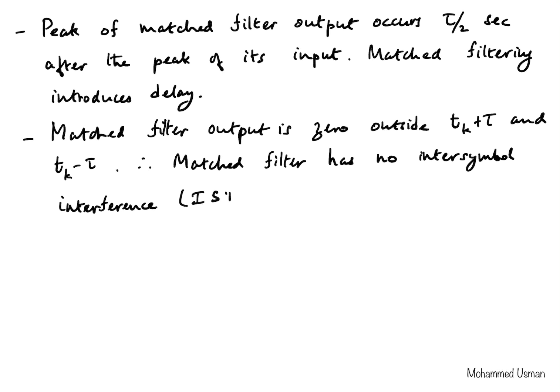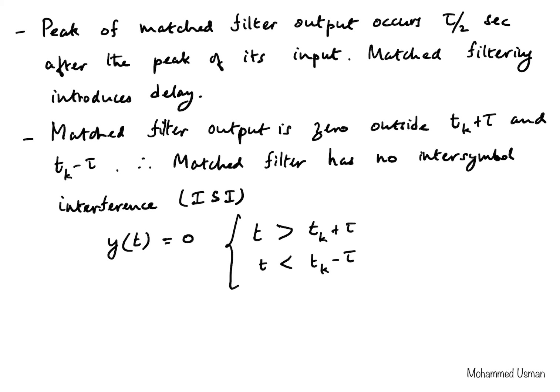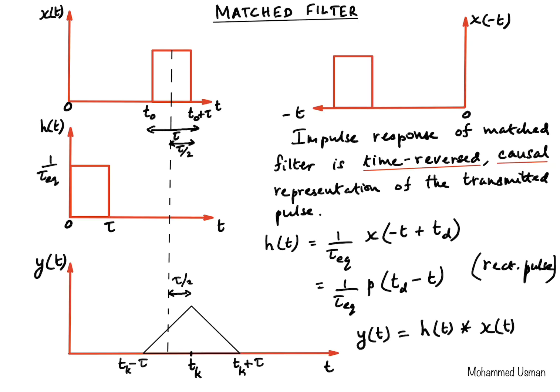Which is ISI, intersymbol interference. The acronym is ISI. That is, it is because y of t equals 0 for t greater than Tk plus tau and for t less than Tk minus tau. All right, so for both these cases y of t is 0, and therefore it has no intersymbol interference. Now let's talk about what this tau equivalent represents.